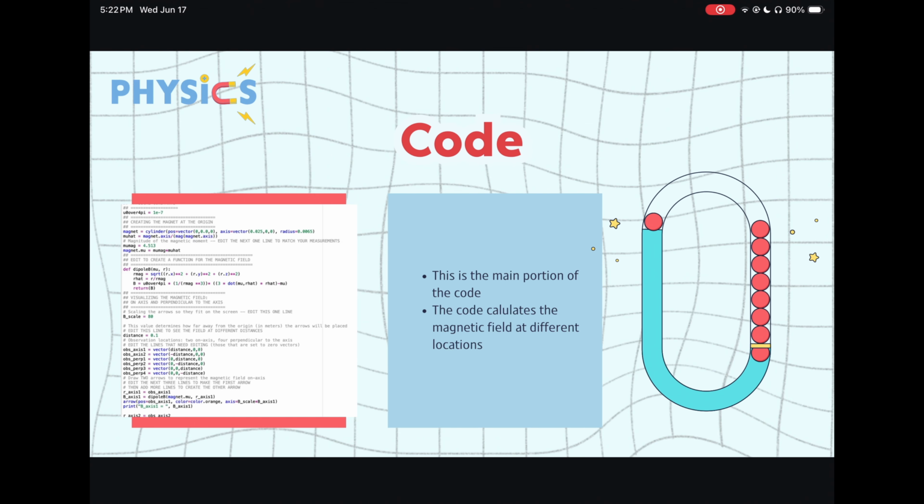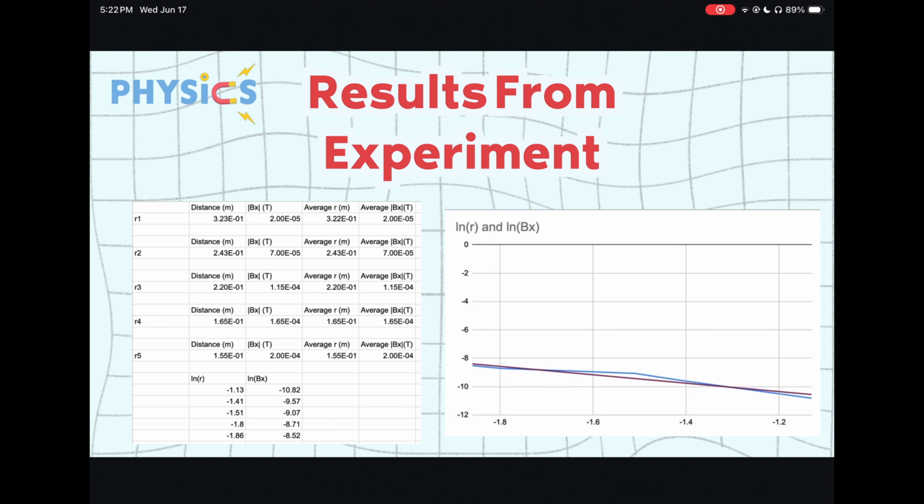So this is the main portion of the code. Basically, it just is able to track the actual magnetic field of the magnets depending on the location. And the main def portion is where we actually calculate the magnetic field. So yes. And then here are results from the experiment.